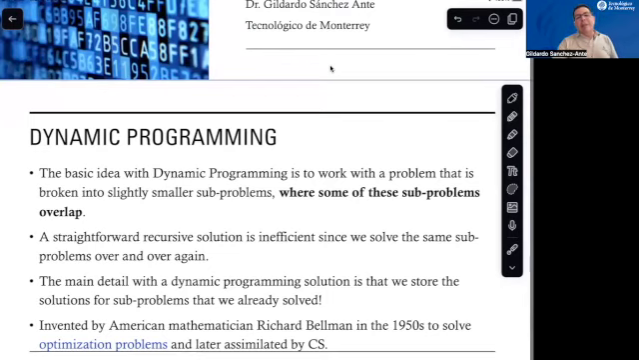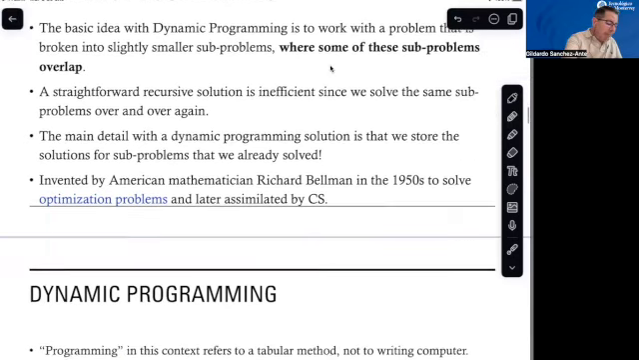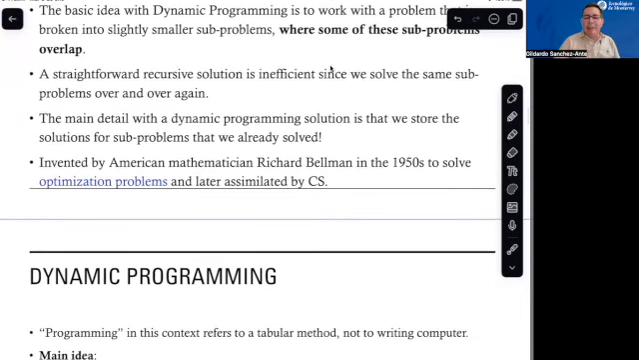All right? This technique was invented by the American mathematician Richard Bellman in the 50s because he was solving some optimization problems. And it was later taken by the computer science community. That is why in this context, the word programming doesn't actually mean writing code on the computer, but using a table in order to store and retrieve information, or what is also called in other areas a tabular method.